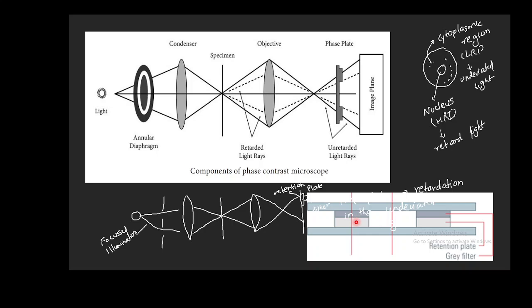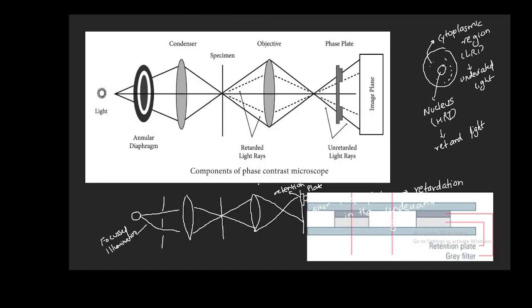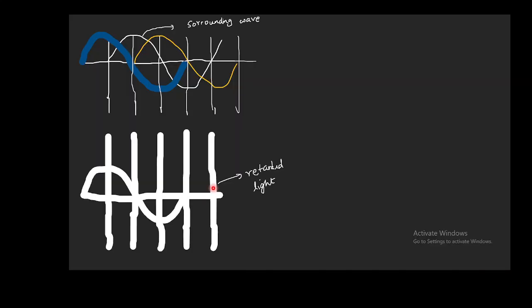Now what is phase shift? Let's understand what is phase shift. So this is your light, which is the surrounding light. You can say the surrounding wave. And this is the region which is the retarded light. You can see here, these are the retarded light rays, and these are the unretarded light rays, and only these unretarded light rays are passing through the face plate. So the dashes are the retarded light. Now this is the retarded light.